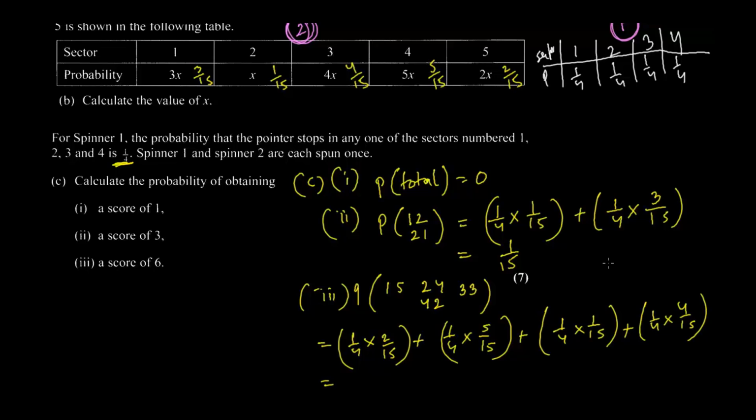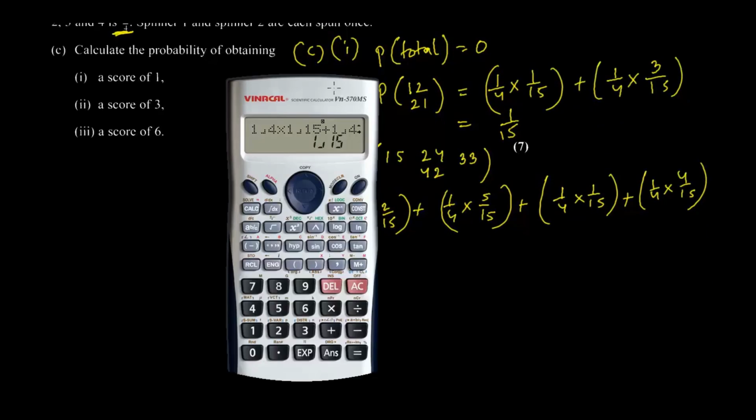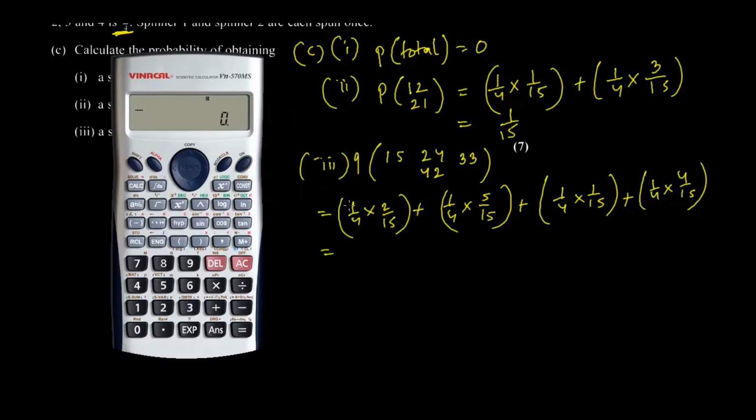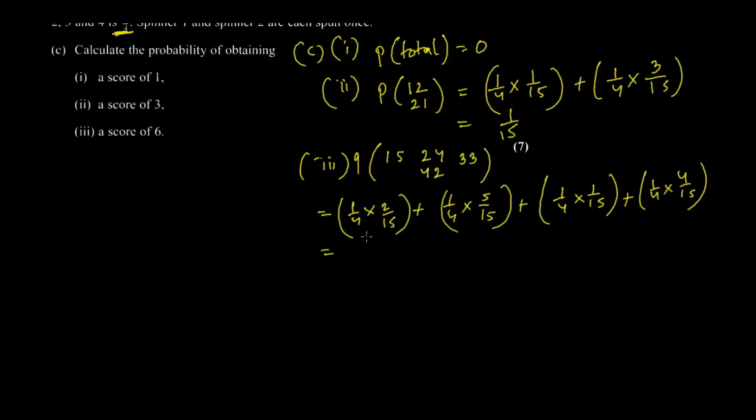So let's do the calculation here. Let me do this quickly. 1 by 4 times 2 by 15, so 1 by 30, plus 5 threes are 15, so 3 fours are 12, so 1 by 12, plus 1 by 4 times 15 is 60, so this would be 1 by 60, plus this one, 4 and 4 cancel, it would be 1 by 15. And the probability is 1 by 5. So that is the probability, 1 by 5.